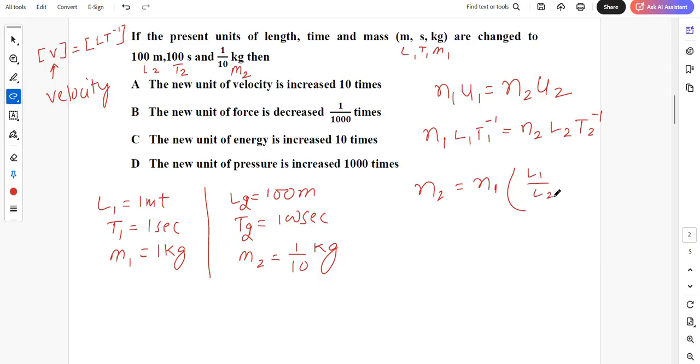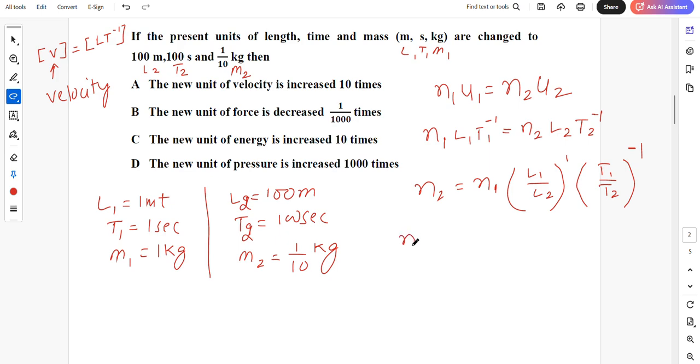L1 by L2 to the power of 1, and T1 by T2 to the power of minus 1. Okay, simplify for N2. N2 is equal to N1 into L1 by L2 to the power of 1.